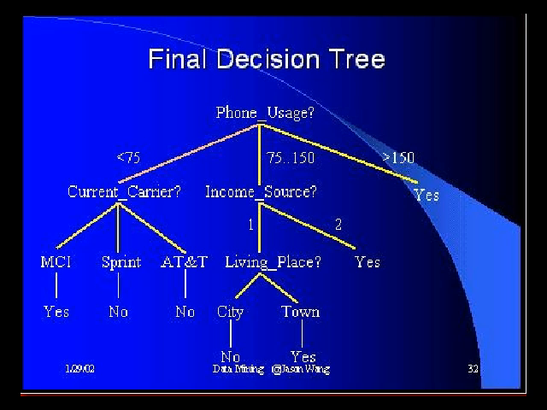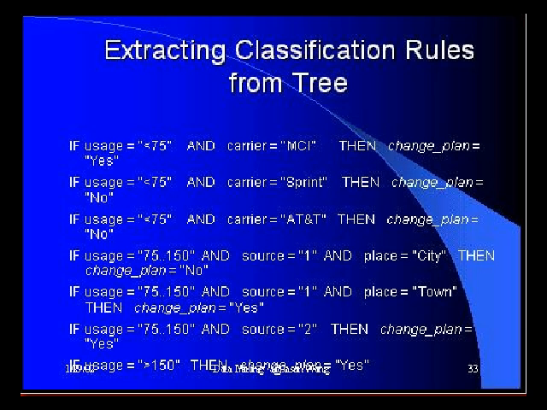So that shows us how to generate classification rules from the constructed decision tree. You start from the root. If the phone usage is less than 75 and the carrier is MCI, then the change plan should be yes. You follow that branch, and when you reach the leaf, that tells you whether that's a yes or no. If the phone usage is less than 75 and the carrier is Sprint, then the change plan is no, and so on and so on. All the rules are generated by traversing this decision tree along each branch, and then you can find all these classification rules from that decision tree.